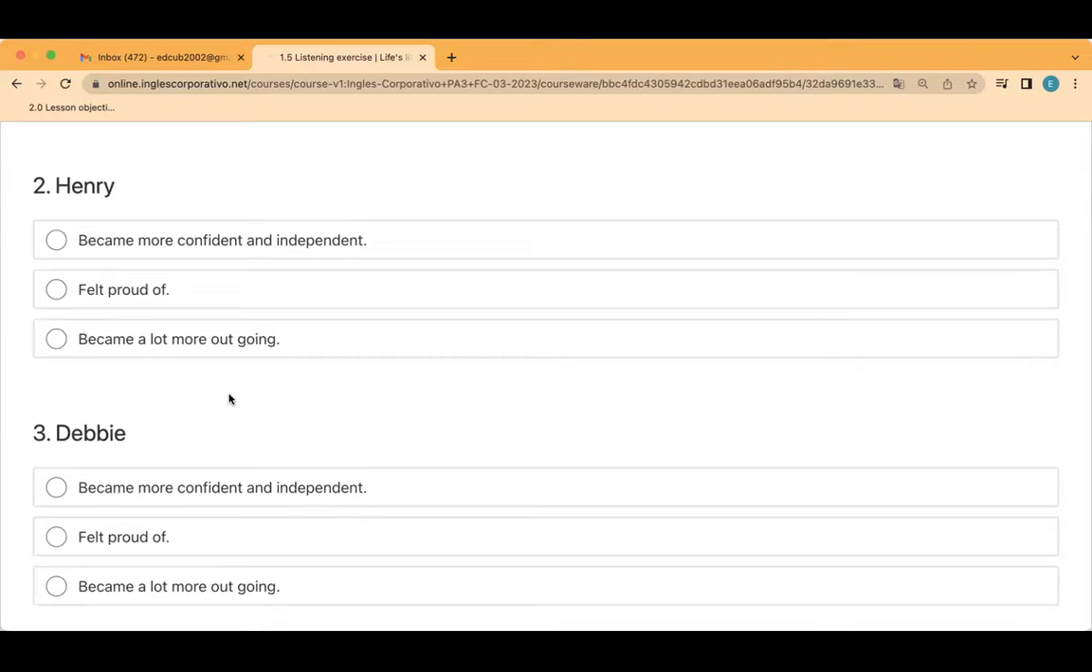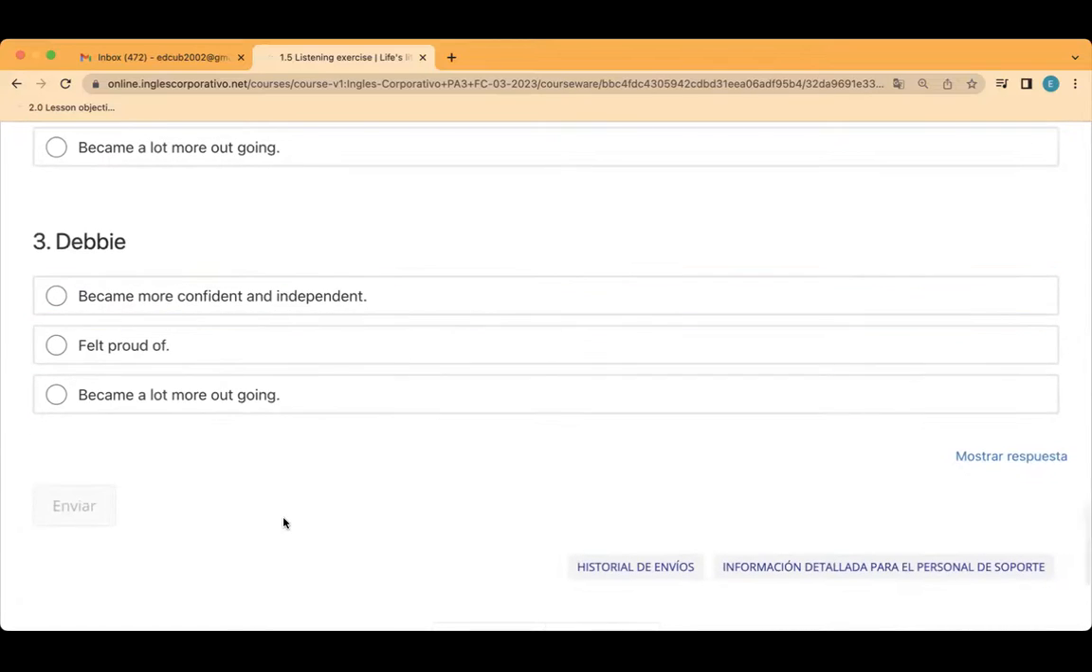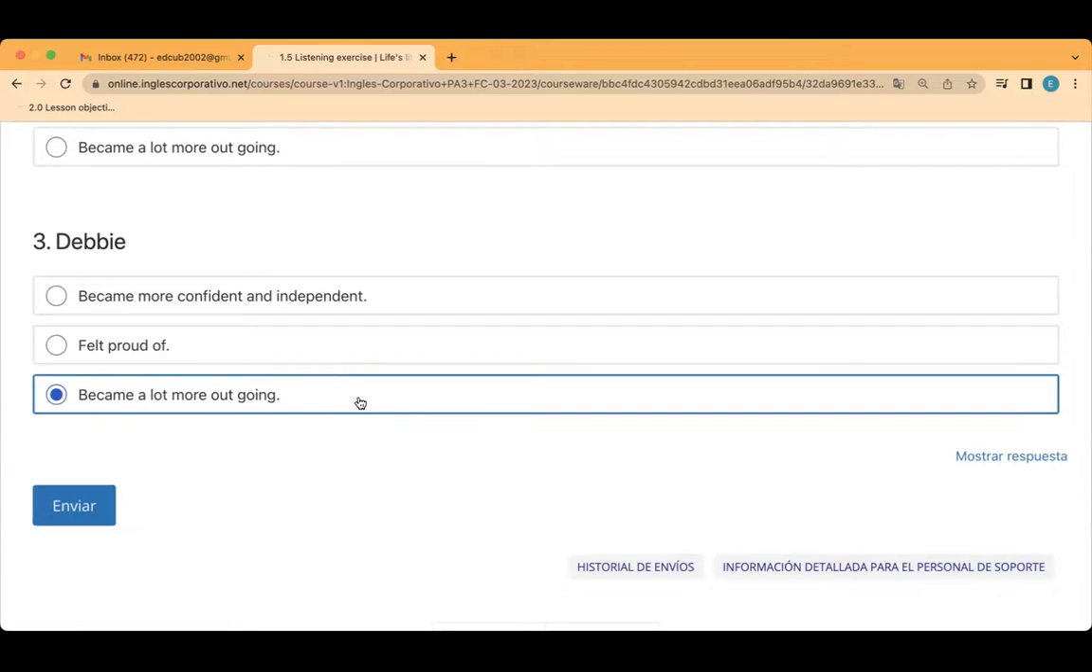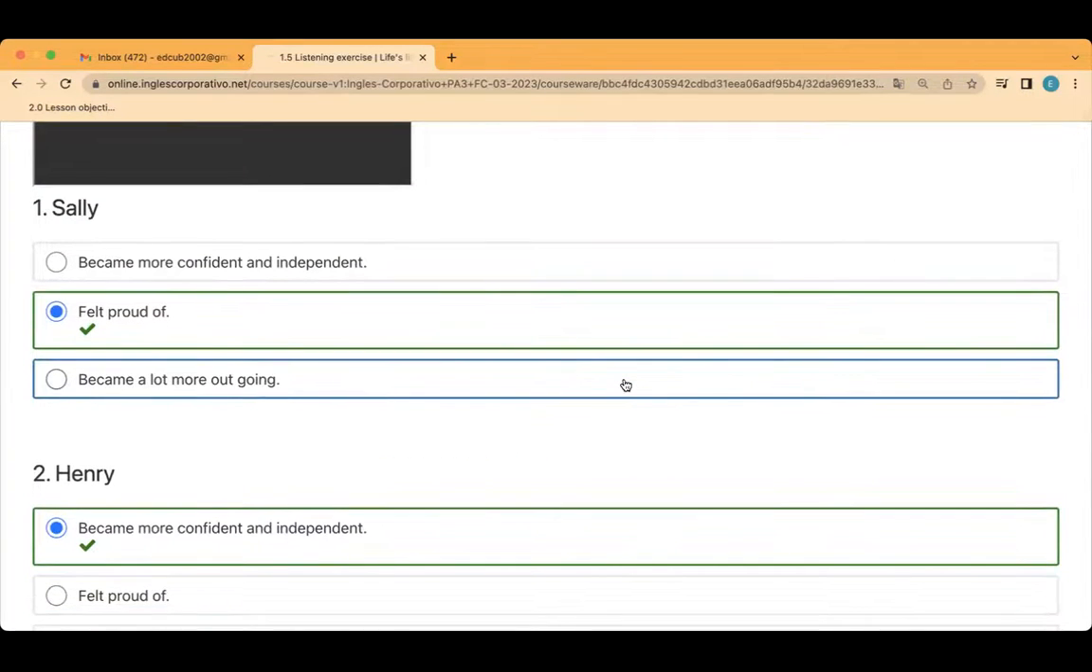Became more confident. Outgoing or more confident? More confident. Okay. And for Debbie? Became a lot more outgoing. Okay, a lot more outgoing. Very good. Great. Those are the ones that we have correctly.